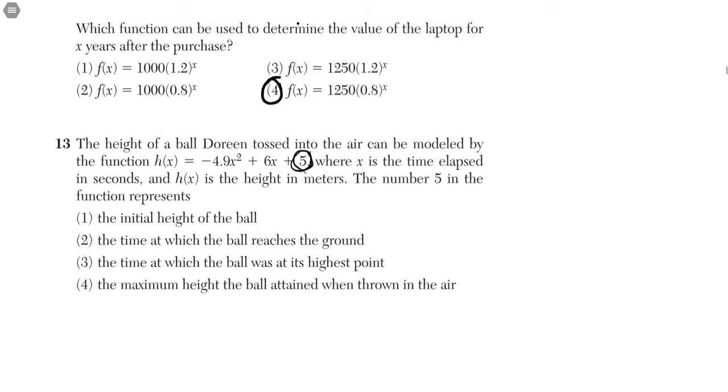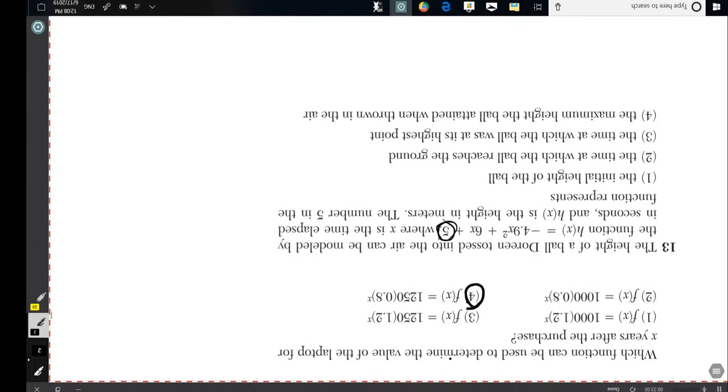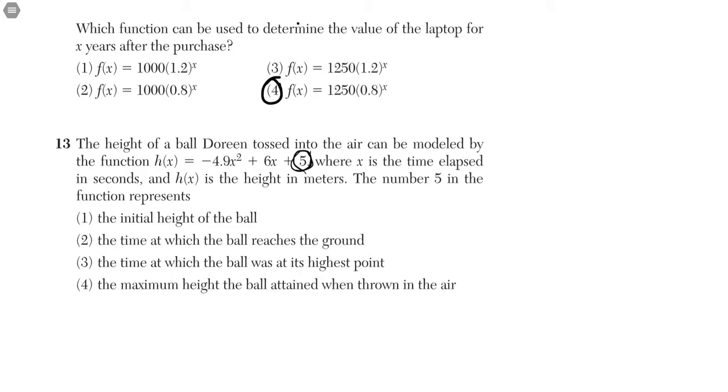The time that the ball reaches the ground, when is that? That's going to be when the function is 0, when this whole thing is 0, right? To find that, we would graph y1 equals this whole thing, y2 equals 0, and find the point of intersection. The x value would tell us when the ball hits the ground.